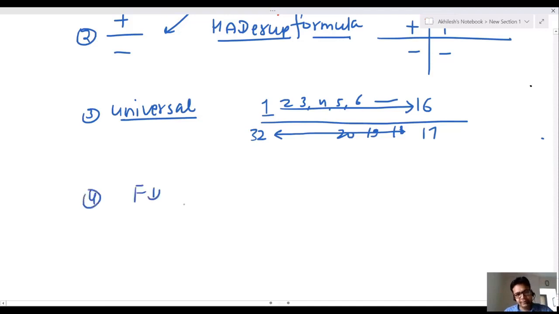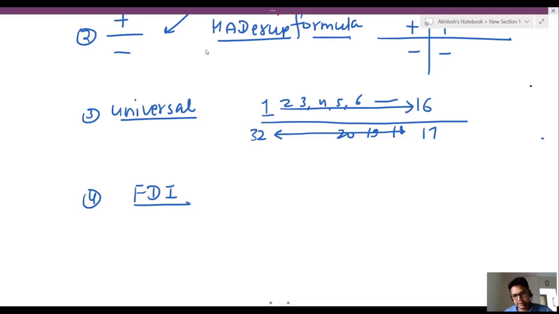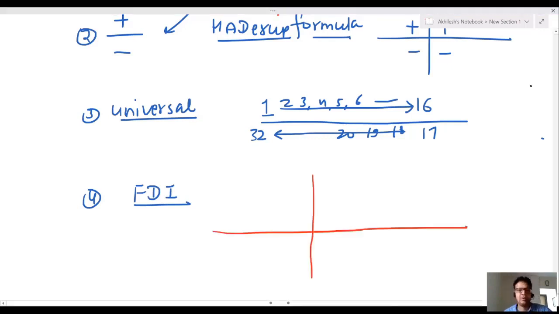Number 4, FDI formula. Sir, what do we do in the FDI formula? See, this is 4 quadrants. Same. This is quadrant number 1, this is quadrant number 2, this is quadrant number 3, and this is quadrant number 4.